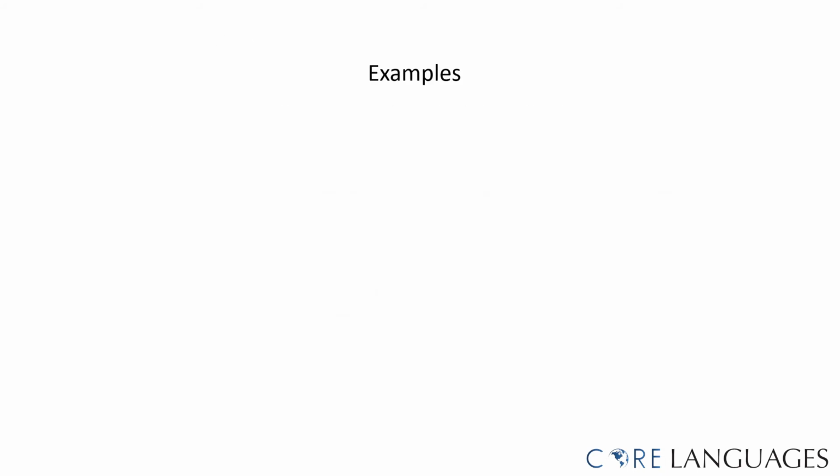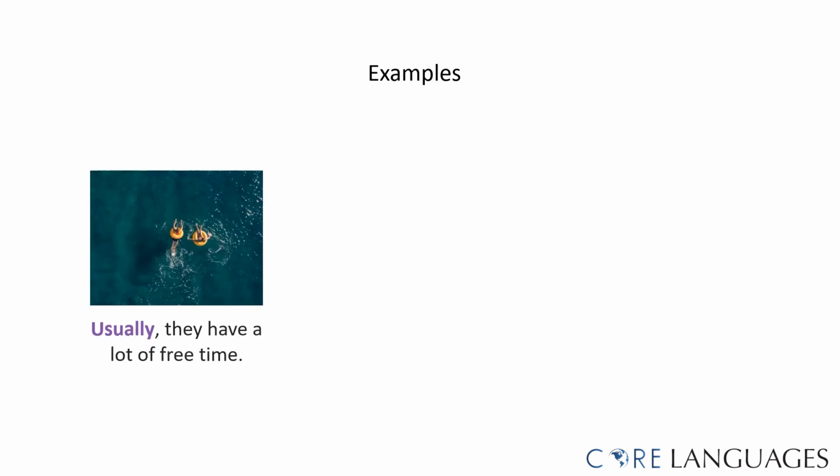Look at the following 3 examples. Feel free to read after me and pay close attention to where the adverb of frequency has been placed in the sentence. Usually, they have a lot of free time. In this example, the adverb of frequency usually has been placed in the beginning of the sentence for emphasis. I could also say they usually have a lot of free time.